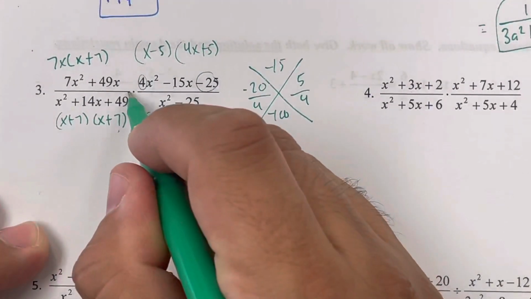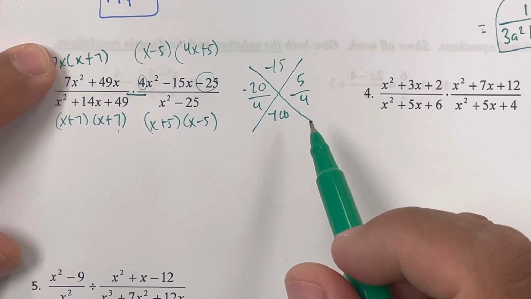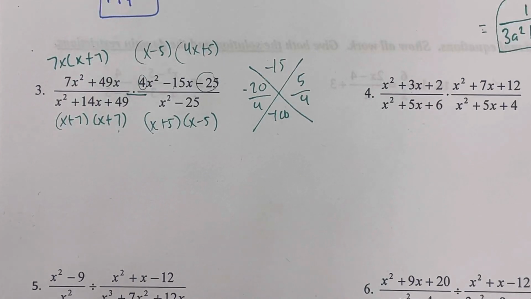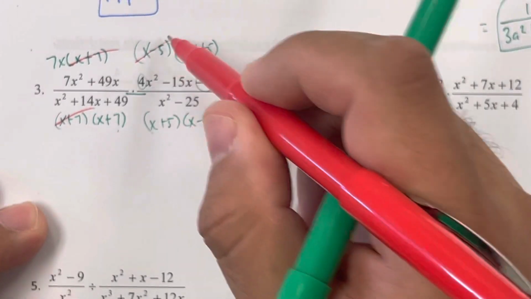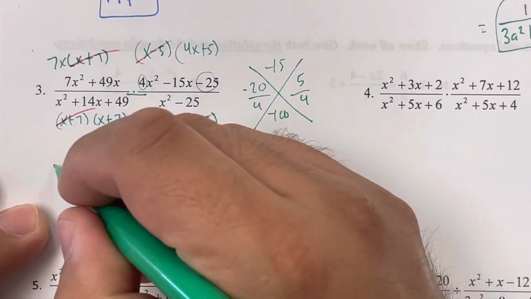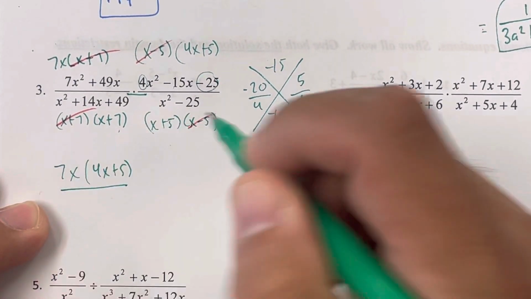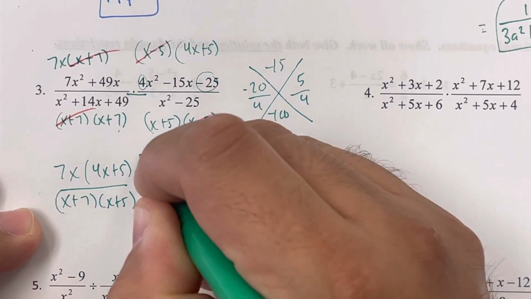Then we start from the top left, see if we have any common factors. No 7 I can reduce, or no x I can cancel out. But I do see that I have an x plus 7, so let's go ahead and cross those out, one to one. I do see an x minus 5, and that's actually all I see. Nothing else is in common. So on the top we have 7x times 4x plus 5 over x plus 7 times x plus 5.